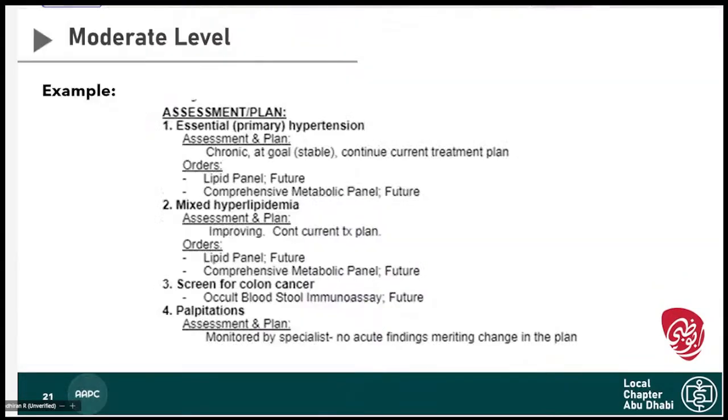For example, here the provider documented essential hypertension. They clearly mentioned it's chronic, at goal. At goal, in the bracket, they clearly mentioned it's stable. The next condition documented is mixed hyperlipidemia. They clearly mentioned it's in an improving stage. Then both conditions are considered chronic conditions with stable status also.